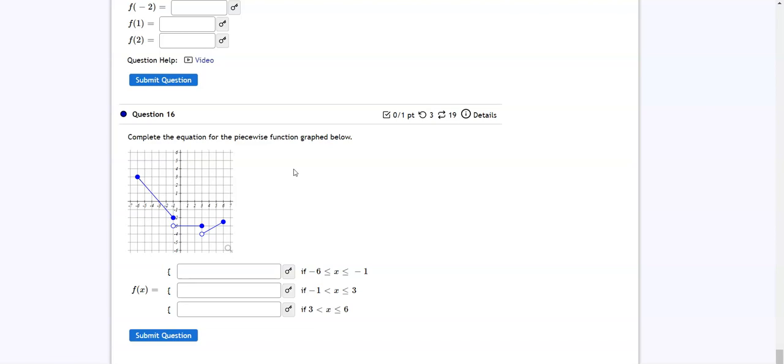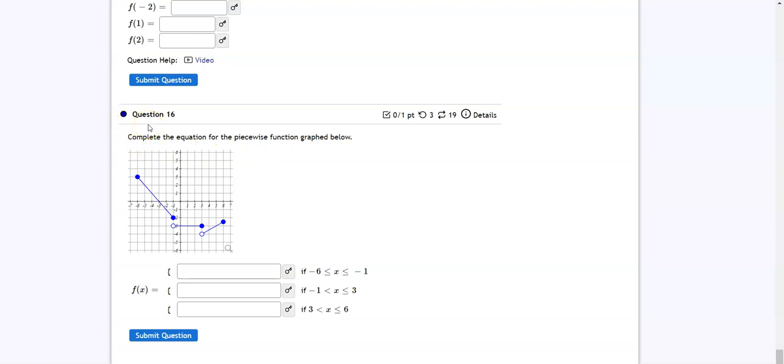Now, number 11 has a problem with it, so skip number 11. I'm going to put this in my message to you, but there is a problem with it. It's not a function, and so it doesn't pass our vertical line test. So just don't do it. Just skip it, and I'll go back later and give everybody credit.